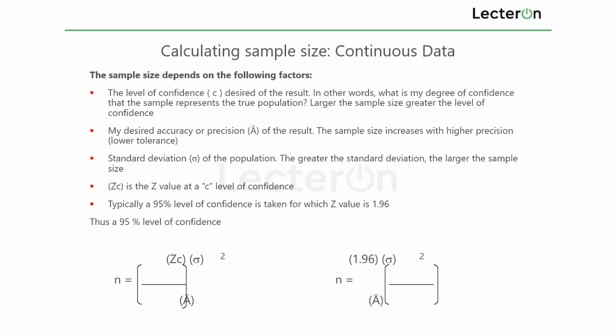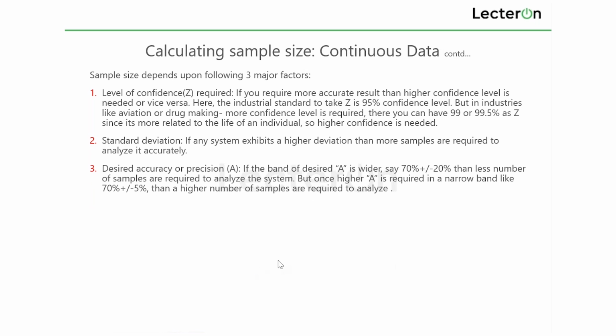So if we convert the figures and calculate by assuming 0.15 as the value of standard deviation and 3% as the acceptable defect rate, the equation would become (1.96 multiplied by 0.15 divided by 0.03) squared. So we will get a sample size of somewhere about 96 to 100, something like that.